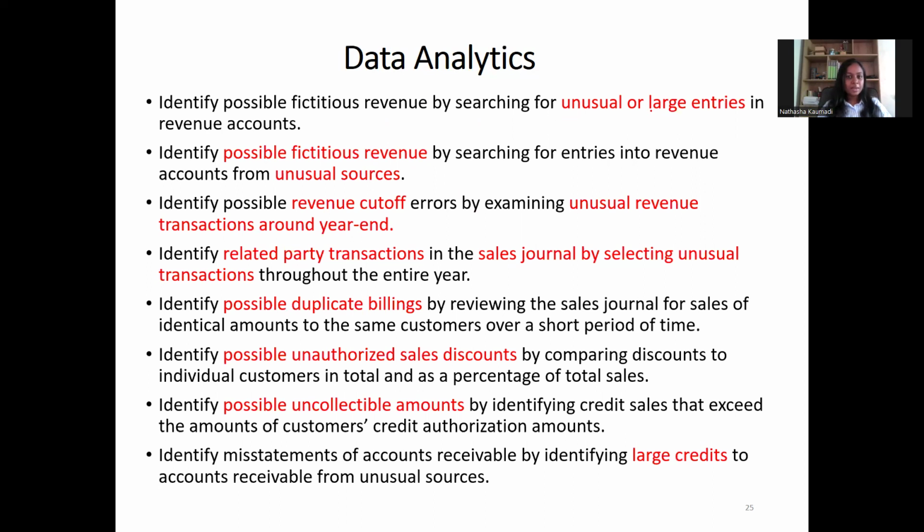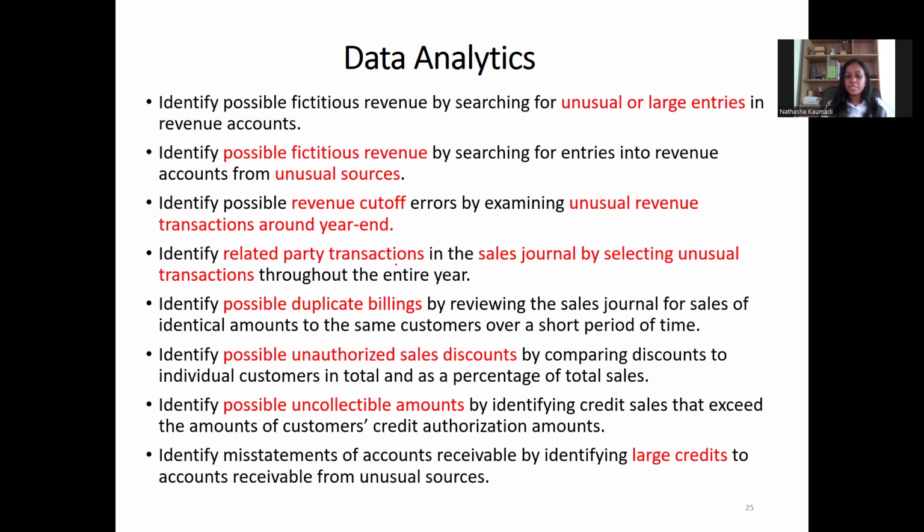Now, through these data analytic techniques, analytics procedures, we can quickly find out unusual things or large amounts. Quickly we can find out. Identify possible fictitious revenue by searching for entries into revenue accounts from unusual sources. Through the analytics, unusual sources we can identify. We can do revenue cutoff errors easily because it quickly captures the date issues and everything. If we do it manually, it takes time, but using analytics, within seconds you can do it.